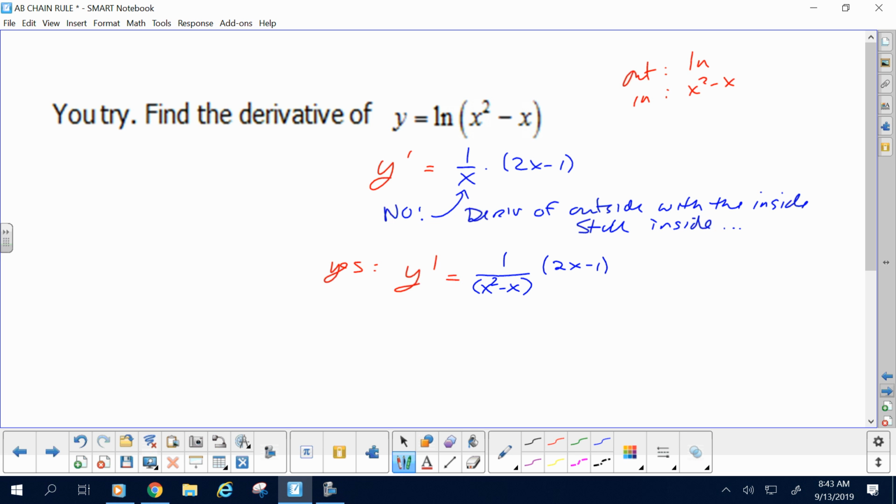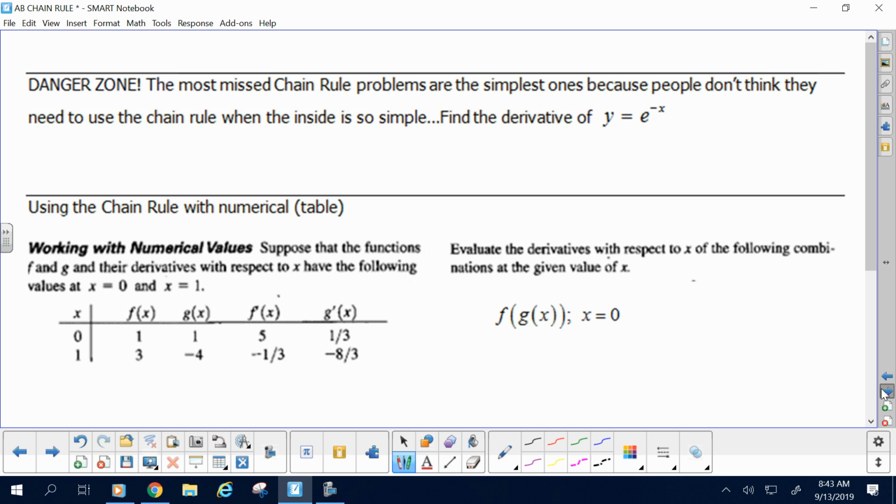How'd you do? Yeah, okay. The most missed chain rule problems. Do I have a? I think these notes are a little. What do I have for you? Is this what you have? You have 2 problems. I thought I made some change. I wrote my note to myself to change this a little bit. What are your 2 problems?